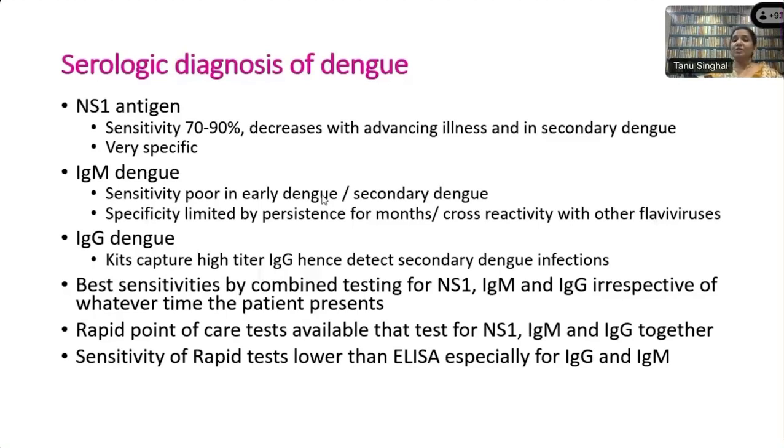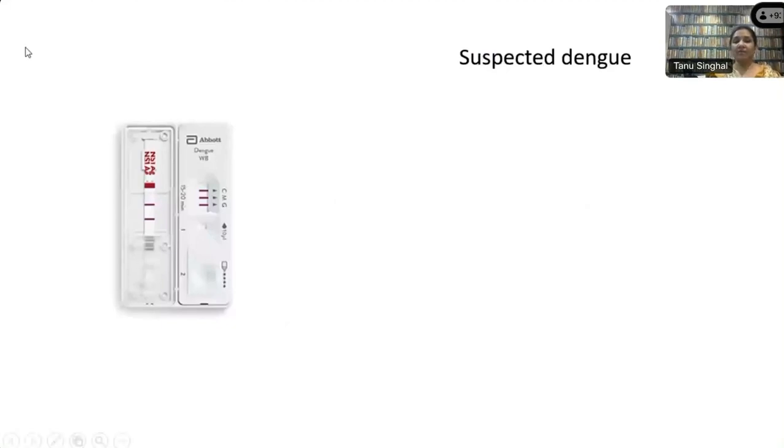Of course, the sensitivity of the immunocapture test is lesser as compared to the ELISA. So this is what the test looks like. It has a turnaround time of just 15 to 20 minutes. You all know this from the COVID antigen test that many of us were doing at home. And one of the algorithms which you can use for diagnosis of suspected dengue is this.